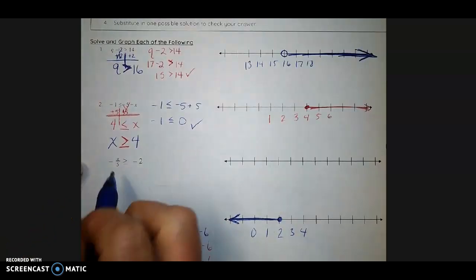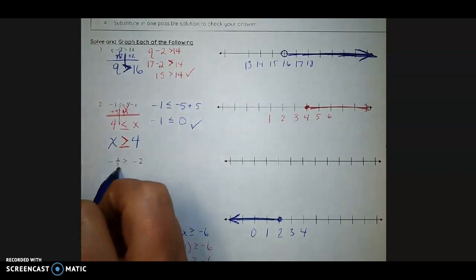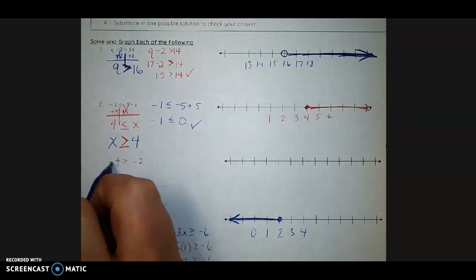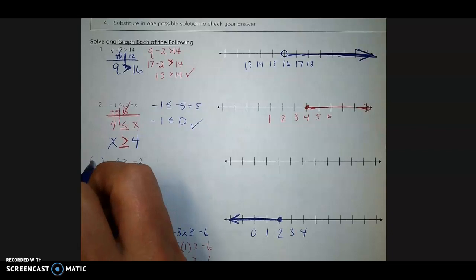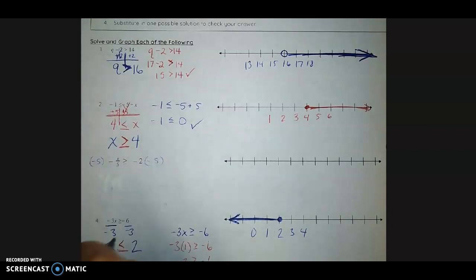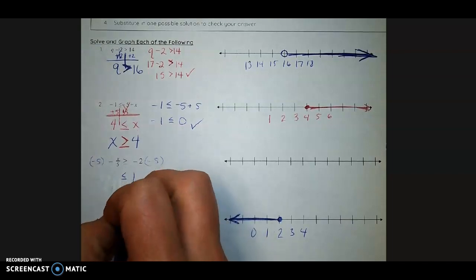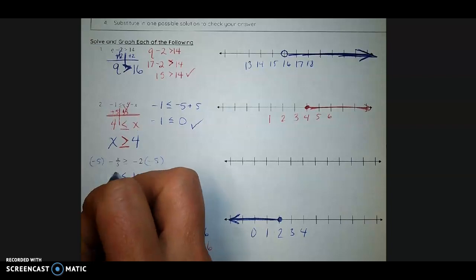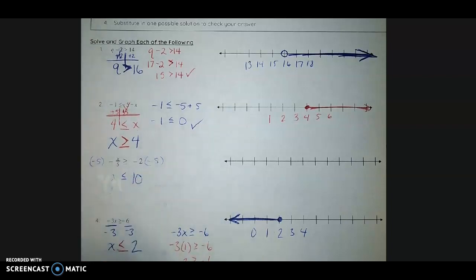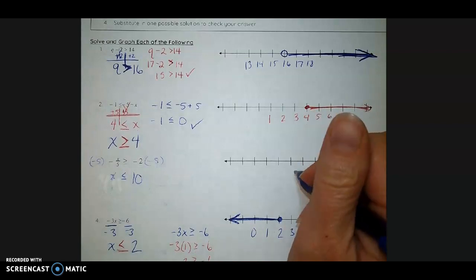So actually, I think I'm going to go ahead and show you how to solve this one. I am dividing by a 5, and I'm going to think of it as negative because I need to get rid of this negative. So I'm going to multiply both sides by -5. Now, as soon as I multiply by a negative, I'm going to have to flip my sign. Over here, I end up with 10, and over here, I end up with just the x. So x is less than or equal to 10.